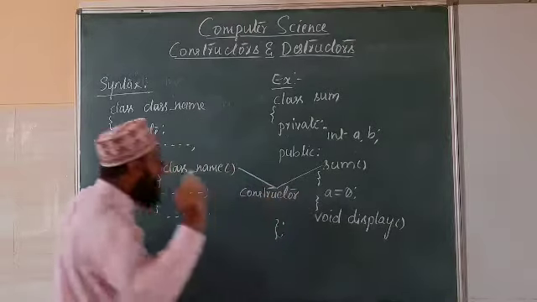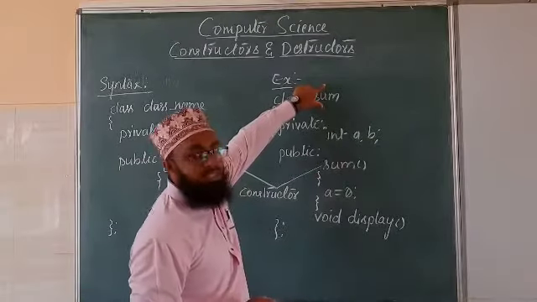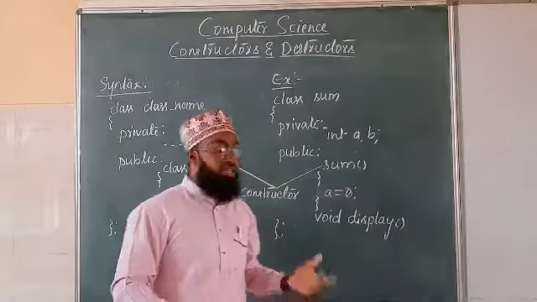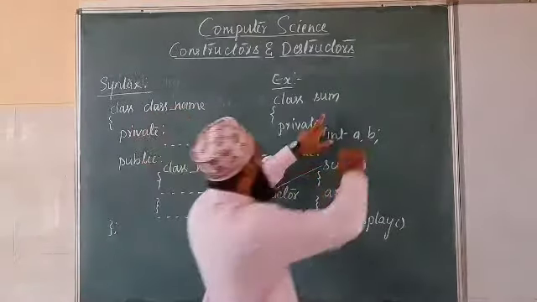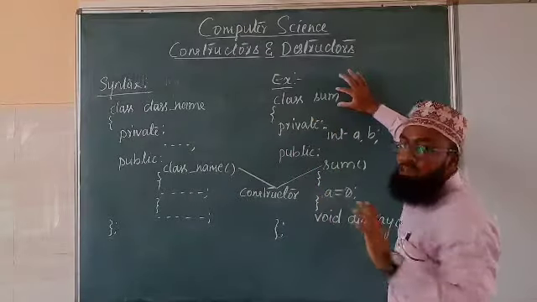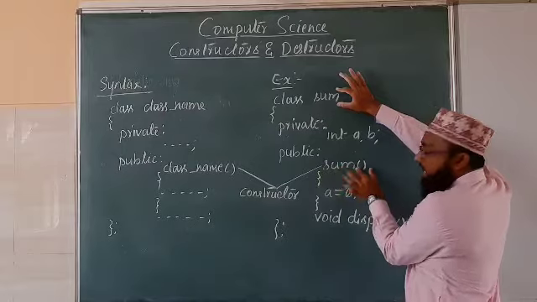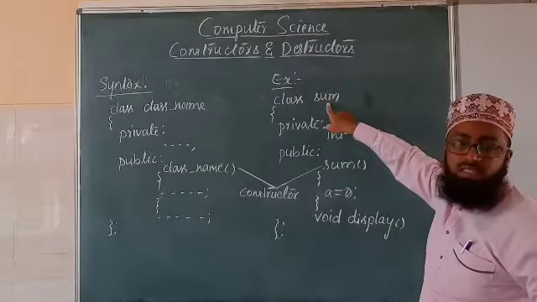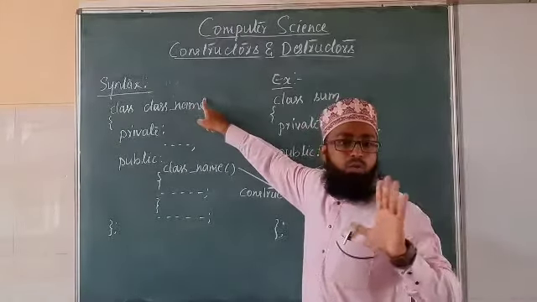Look, it is having the same name as the class. But look here, there is a difference. How can we identify that this is a constructor? Look here, in the class name, just sum is given. But in the constructor, along with it, parentheses are present. This means this is the class and this is the constructor. Class name has no open and close parenthesis.